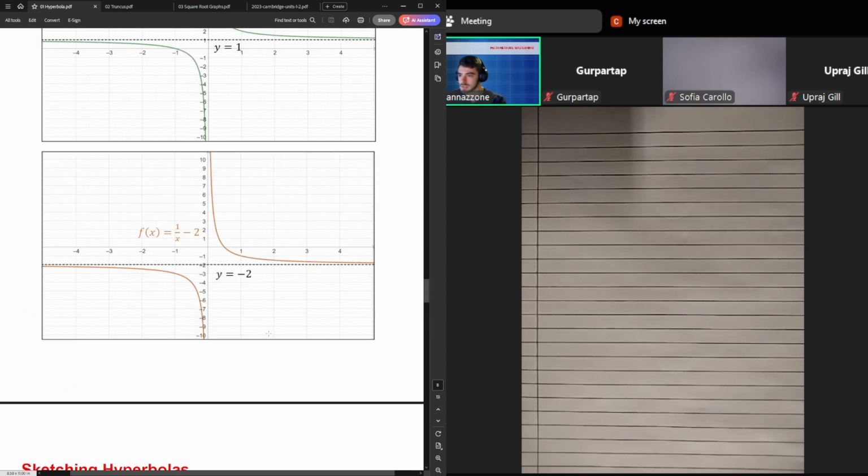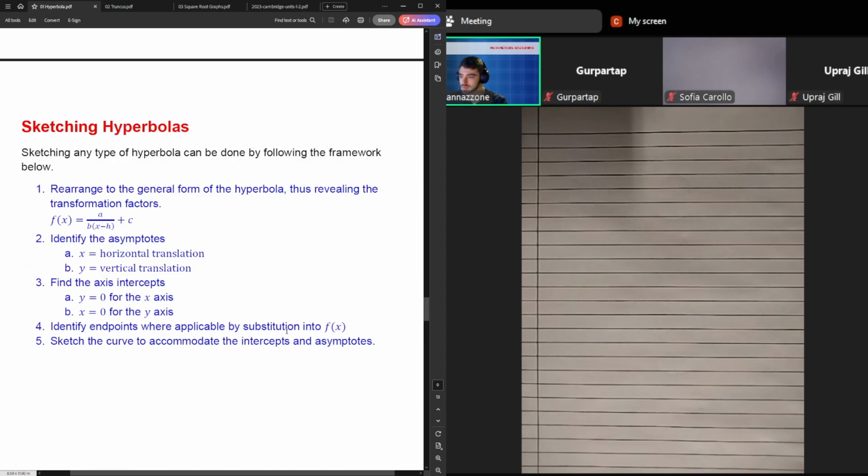Those are all the key features. Does anyone want me to elaborate on that so far? Or do you want to see an example of how it all comes together when you sketch it by hand?